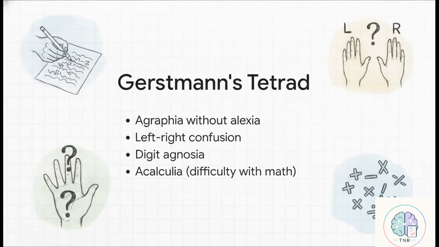You definitely want to lock this classic tetrad into your memory, because Gerstmann syndrome always presents with these 4 distinct signs. First, agraphia without alexia. This means patients completely lose the ability to write, but surprisingly, they perfectly retain the ability to read. Second, severe left-right confusion. Third is digit agnosia, which is a highly specific inability to identify or name their own fingers. And fourth, acalculia, meaning they develop a sudden, severe inability to do basic math. If you see these 4 unique symptoms grouped together, you know exactly where to look on that brain scan.